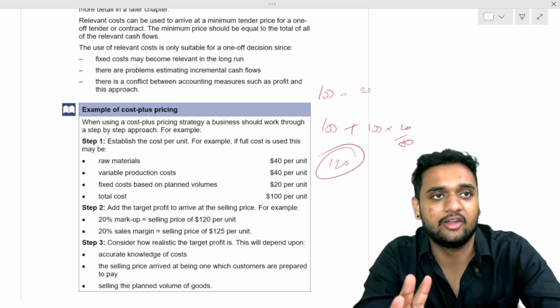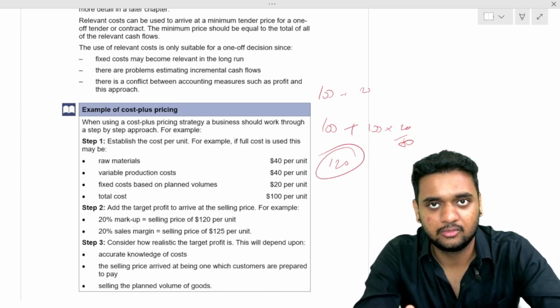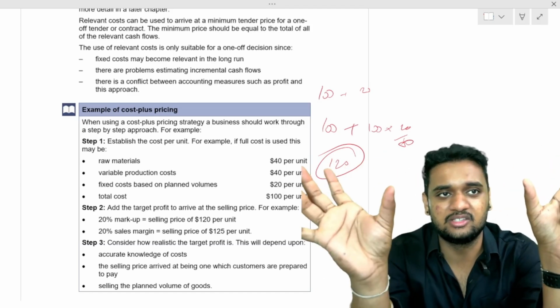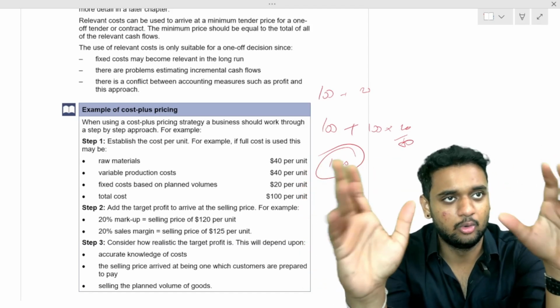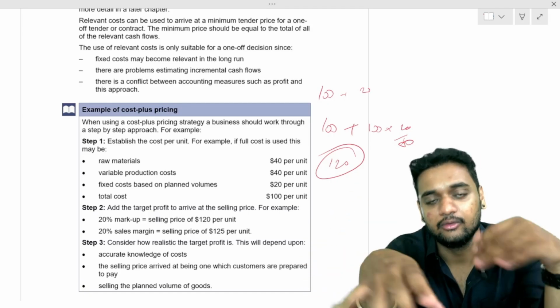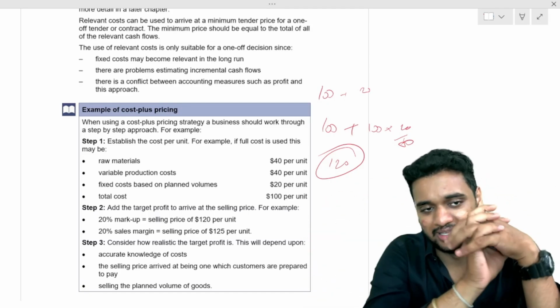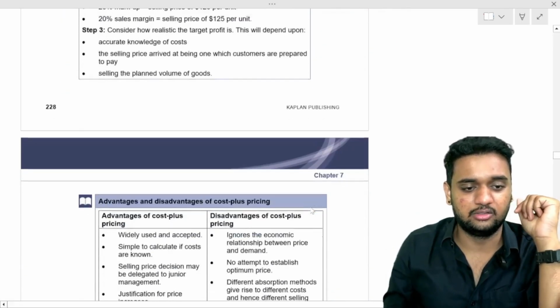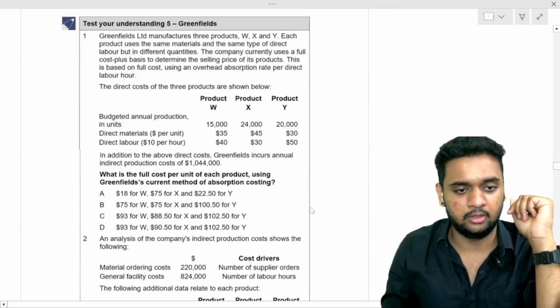First, we have to find out the fraction. If cost and markup is given, directly take, no confusion. If sales and margin is given, directly take. If the opposite is given, find the other way around and then find out that. Understood, all of you? This is how cost plus margin, cost plus markup should be done.